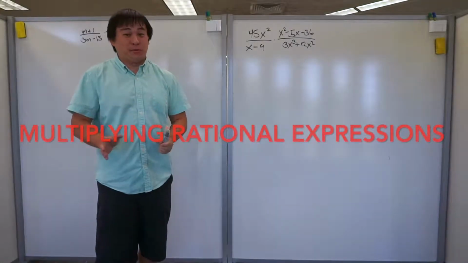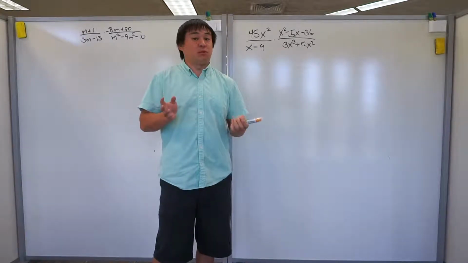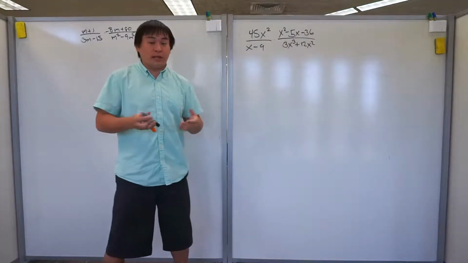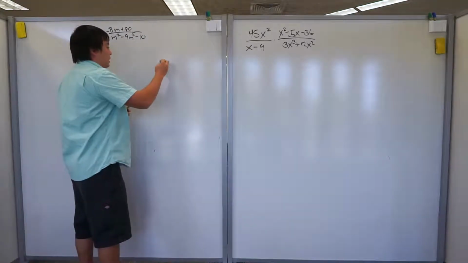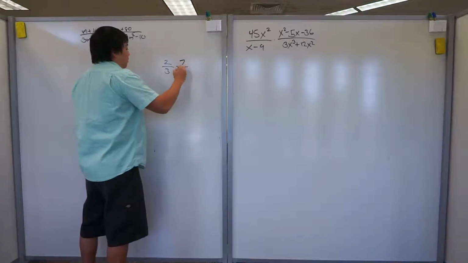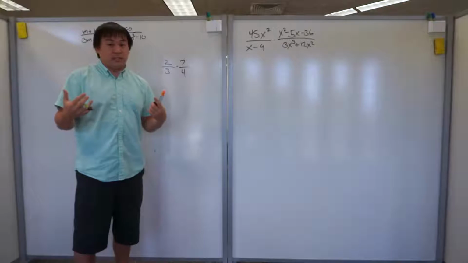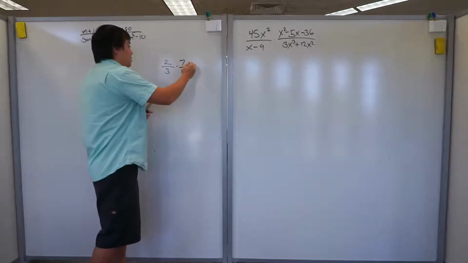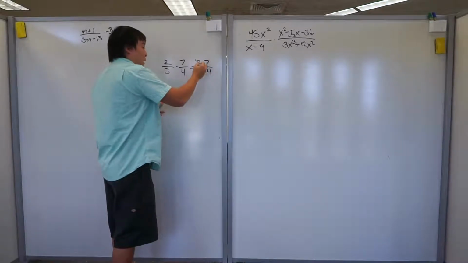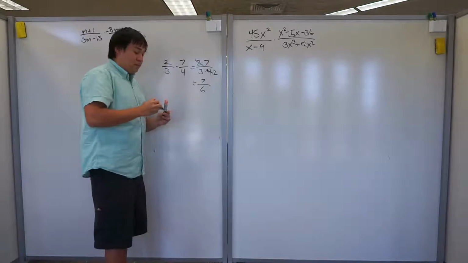So let's do operations with rational functions. The first one we're going to do is multiplication. If you have a regular multiplication problem where you have numbers like 2 over 3 times 7 over 4, the fractions multiply straight across. So you get 2 times 7 over 3 times 4, and then you can simplify.